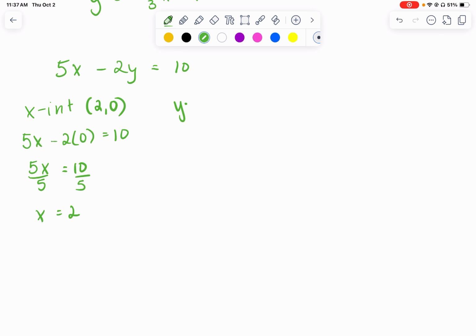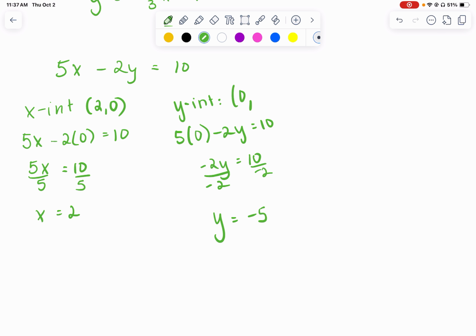To do our y-intercept, we do the opposite, and we set x equal to 0. 5 times 0 is 0, so we get -2y equals 10. Divide both sides by -2. y is equal to -5, so that is the coordinate (0, -5).